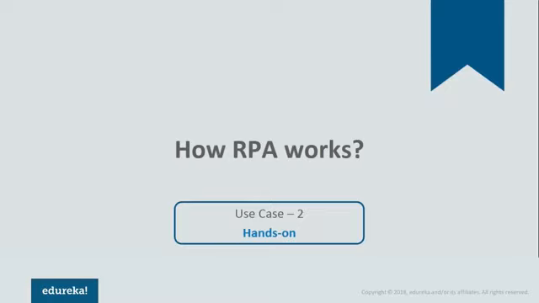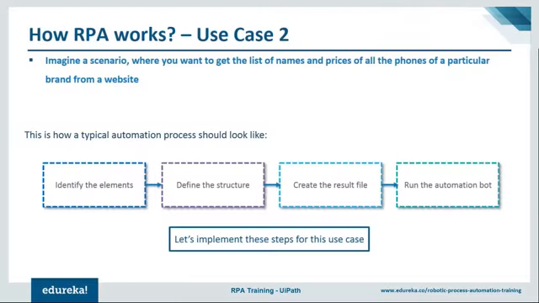Now, let's talk about another example in which you can actually see RPA work in the real world. Let's talk about a problem first, and we will solve that problem using RPA. Say you have a requirement wherein you want to see the product name and the product prices for a particular brand. For example, I need all the phones of Apple to be listed along with their price.